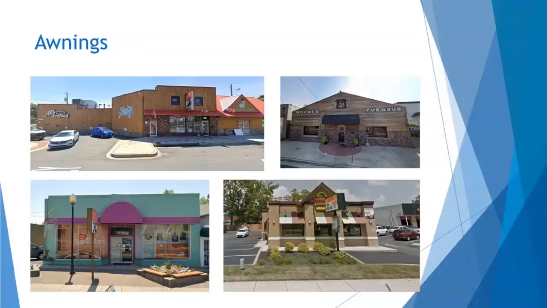Okay, we'll move on to awnings now. I just picked a random assortment of awnings that I found. Some of these are from Google Earth, others I took, so some of them might be outdated. I don't know if the Al Seafood is actually an awning. That may be a canopy. We can discuss anything you want about awnings.